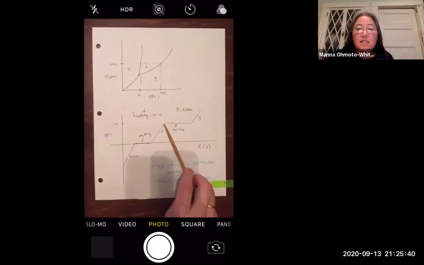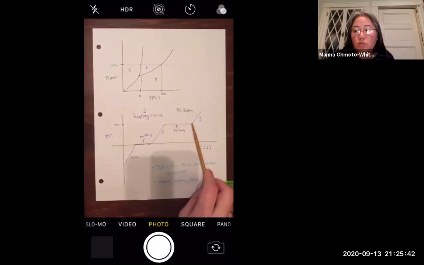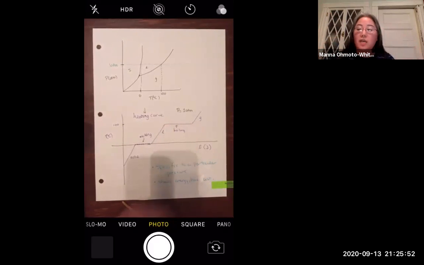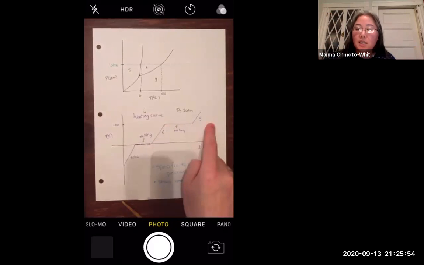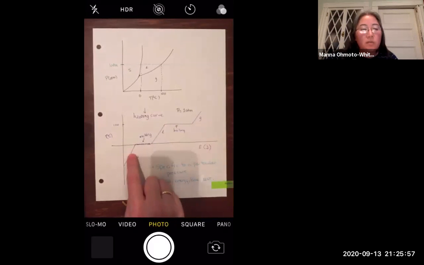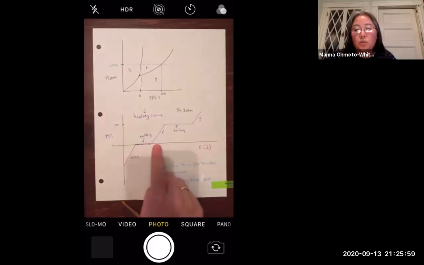But when I'm trying to make that final leap into becoming a gas, I have to overcome every single remaining intermolecular force of attraction. So that threshold is a lot higher. And as a result, it's going to take a lot more energy to overcome all of those IMFs to go from a liquid to a gas than it does to overcome some of the IMFs to go from a solid to a liquid.